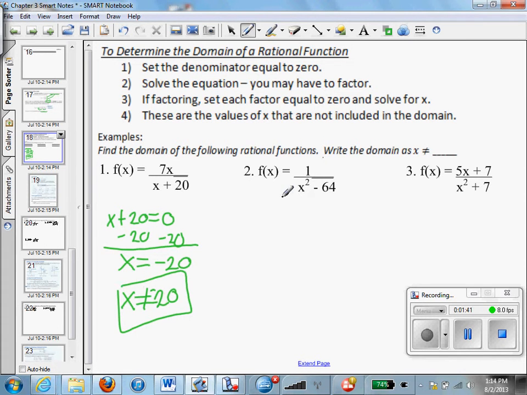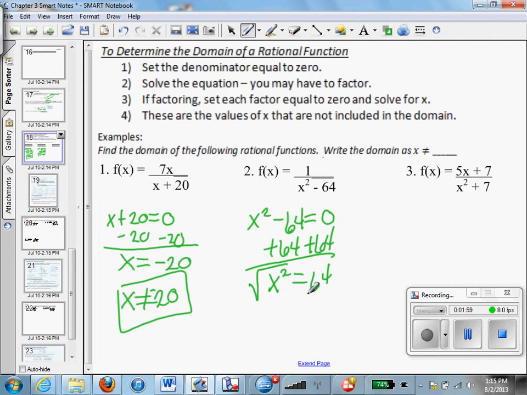With number 2, we capture the denominator, which is x squared minus 64 equals 0. Let's add 64 to both sides of the equation, giving you x squared equals 64. Now to get rid of that x squared, use the square root property on both sides, so you're left with x equals plus or minus 8. So that means the denominator cannot equal a positive 8 or a negative 8.